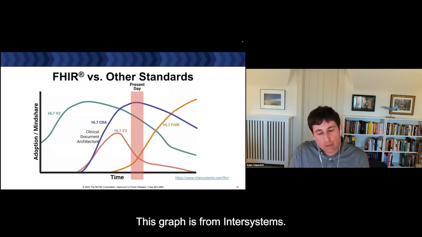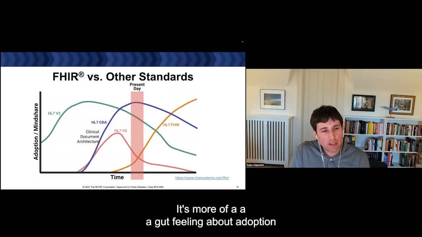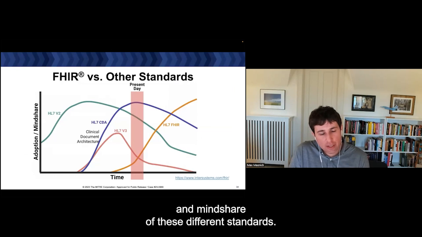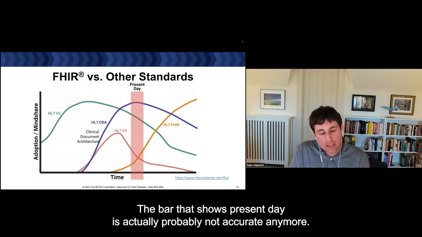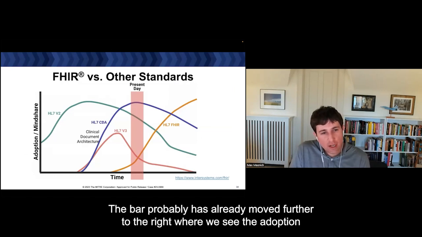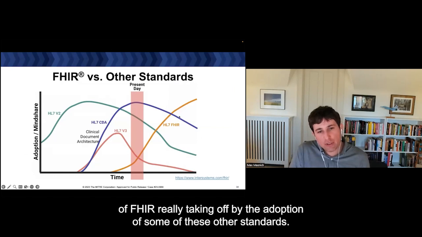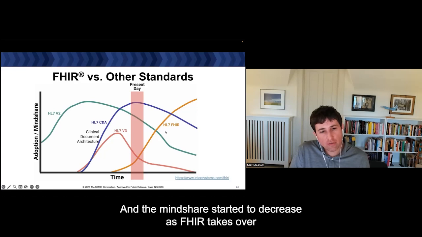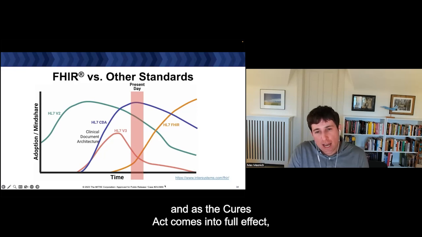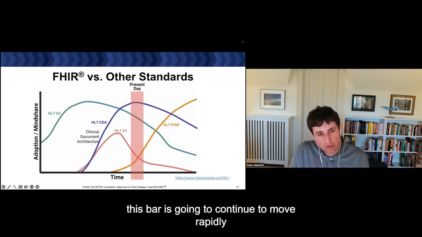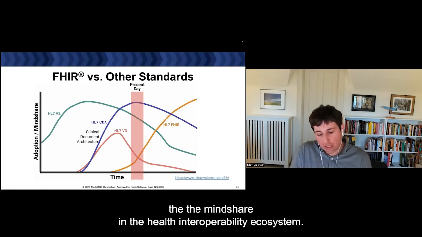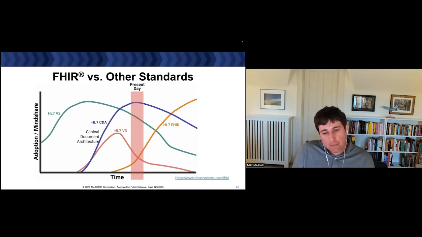This graph is from InterSystems. It's not based on real data. It's more of a gut feeling about adoption and mind share of these different standards. The bar that shows present day is actually probably not accurate anymore. The bar probably has already moved further to the right, where we see the adoption of FHIR really taking off, the adoption of some of these other standards and the mind share starting to decrease as FHIR takes over. And as the Cures Act comes into full effect, this bar is going to continue to move rapidly to the right as FHIR really takes over the mind share in the health interoperability ecosystem.